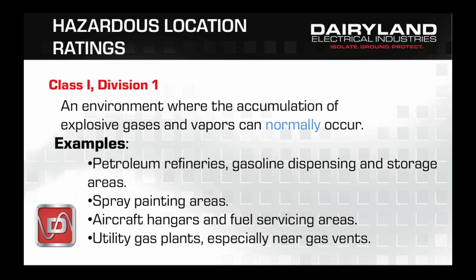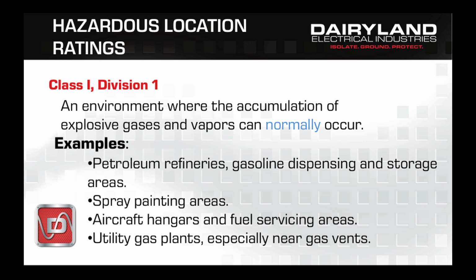Let's talk about a Class 1, Division 1 hazardous rating first. This is a situation where explosive gas or vapor can normally occur. This is a common situation in several different industrial areas. The first is in the normal processing of fuels, such as inside a refinery area, where gases and fuels are often present and part of daily operations. Another area that requires this rating is spray painting areas, where explosive vapors are a normal part of operations.